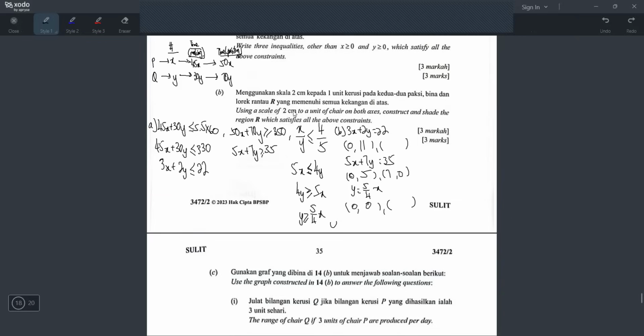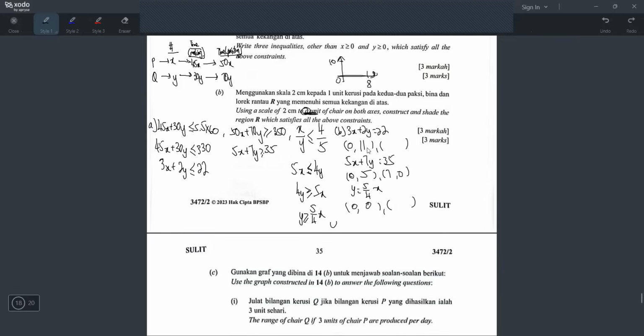Okay, they already said use scale 2 cm to 1 unit. A unit means 1 unit on both axes. So I already asked you to memorise. If x-axis, we will use 8 squares. If y-axis, we will use 10 squares. So if 2 cm to 1 unit means here you go until 10, here you go until 10. Here go until 8, here go until 10.